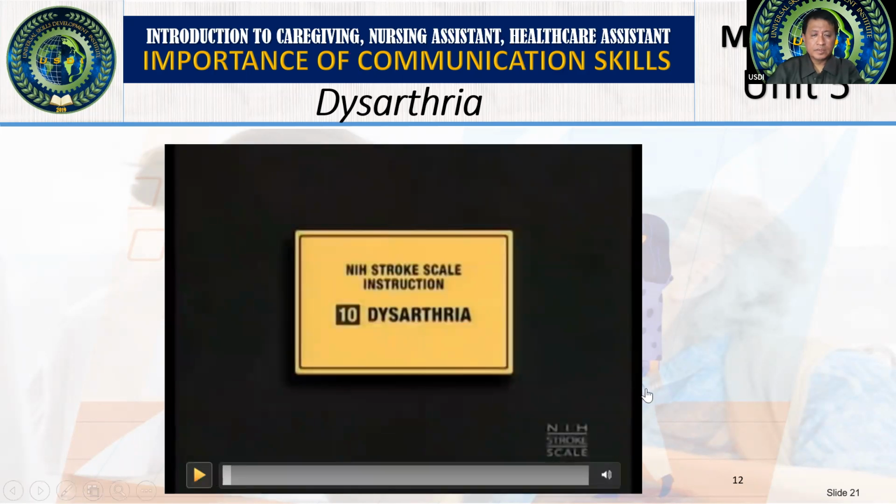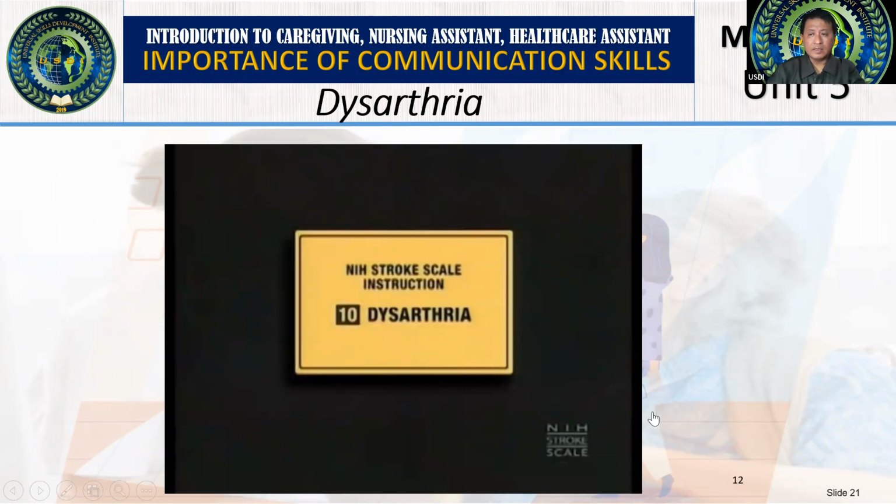Okay, so that is what we call dysarthria. They have difficulty in expressing the word because they have slurring, for example, 50. Okay, so there's a slurring.